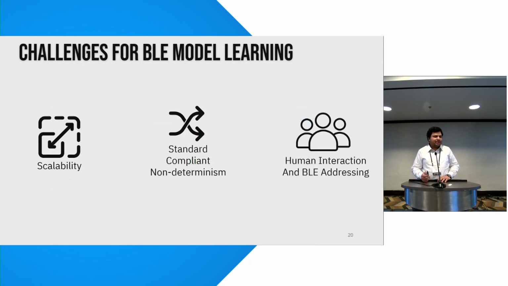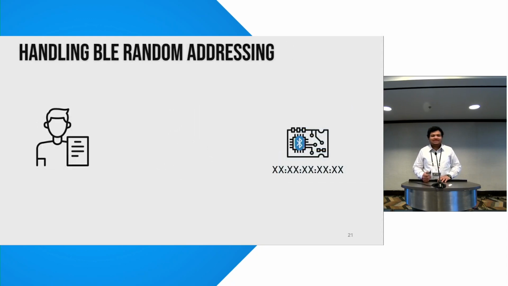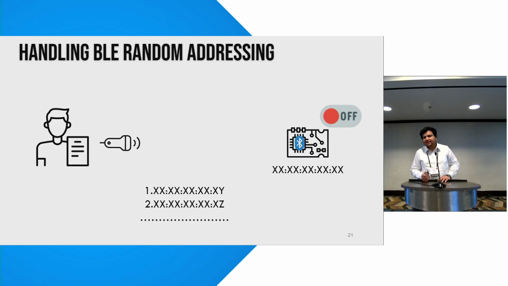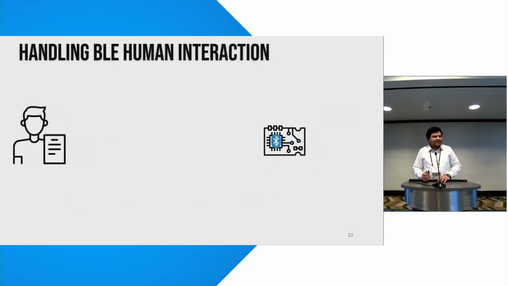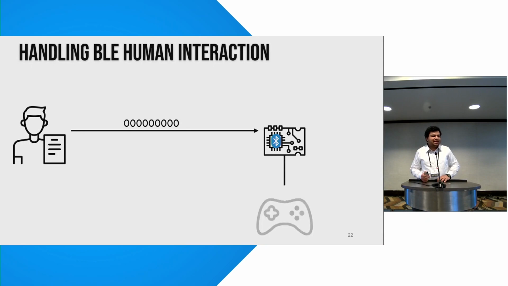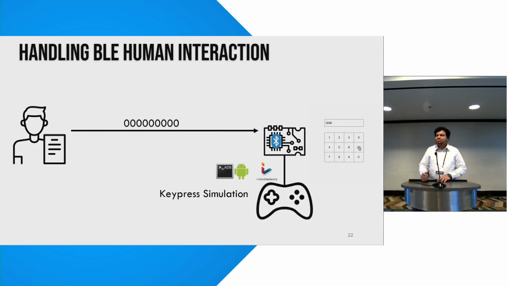The last part I'm going to talk about is human interaction and BLE addressing. We all know that BLE has some privacy issues, so BLE addresses change automatically after a certain time. This creates an issue when we are trying to design an automated system. So we design a very simple approach. We first turn off the device and probe which devices are present, then we turn on the device, and doing a diff, we figure out which device we are trying to test. For handling human interaction, we do the tedious task of engineering a lot of key press simulations so that we can automatically test all those systems.